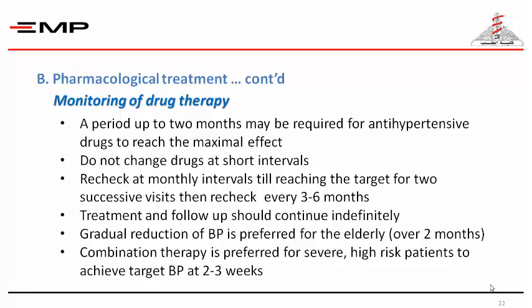Gradual reduction of blood pressure is preferred for elderly patients. That's to say, take over 2 months to lower the blood pressure of the patient so that you will have fewer side effects for this fragile category of patients. Combination therapy is preferred over monotherapy for severe high-risk patients to achieve the target blood pressure in a period of 2 to 3 weeks.